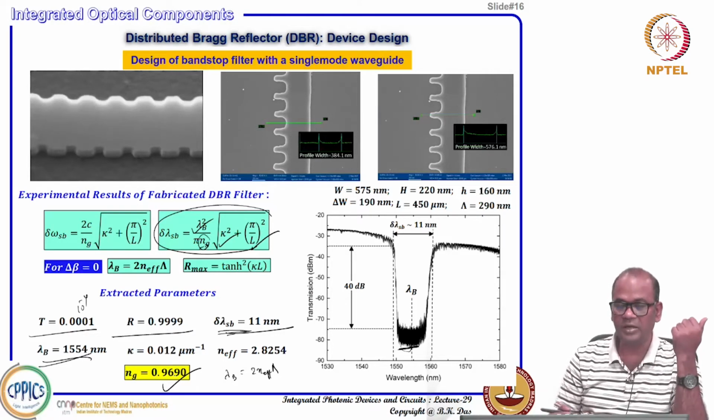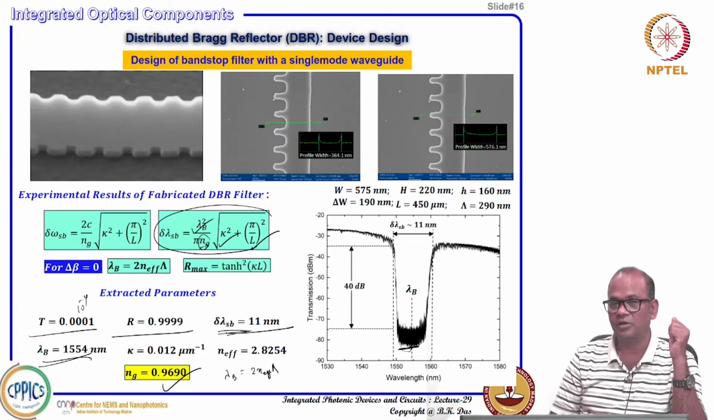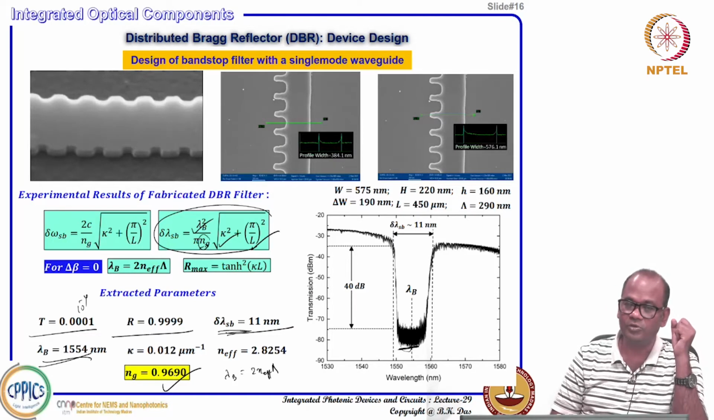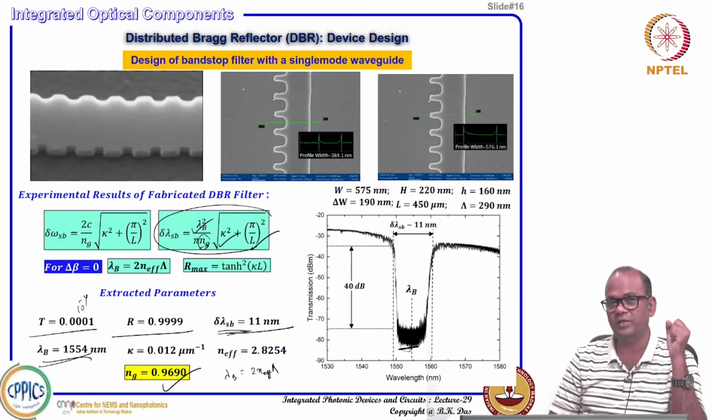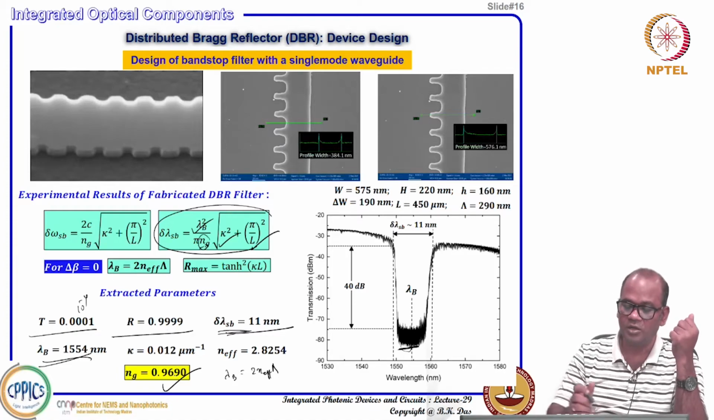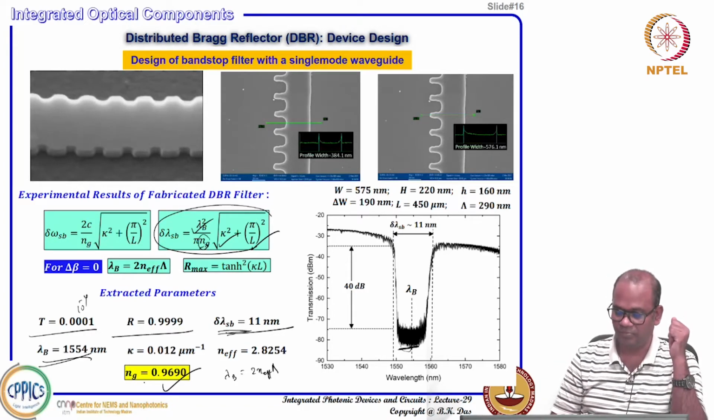So, from the experimental results you can find out what the design parameters are, whether they match the calculations or not; you can compare. In this type of design and fabrication, experimental results match very well with the coupled mode theory results. So, this is a good way to design a stop band filter using a periodically perturbed single mode waveguide, the so-called DBR structure, distributed Bragg reflector, integrated in a single mode waveguide structure.